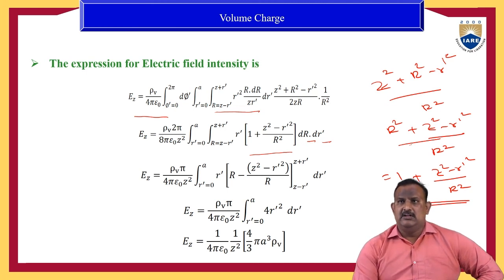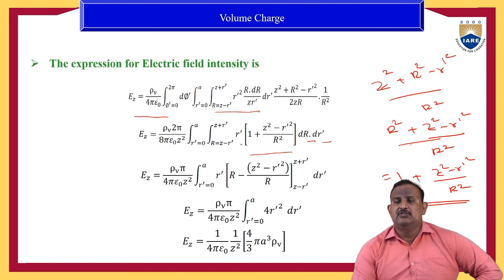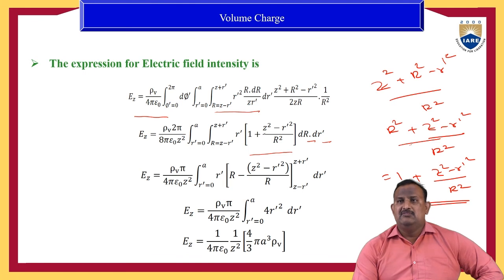Therefore, we need to integrate this equation with respect to r, and we need to substitute the limits. Integration of 1 is r. When we are doing the integration, z square minus r' square is a constant. Integration of 1 by r square is minus 1 by r. Therefore, the equation becomes r minus (z square minus r' square) by r, between the limits z minus r' to z plus r'.